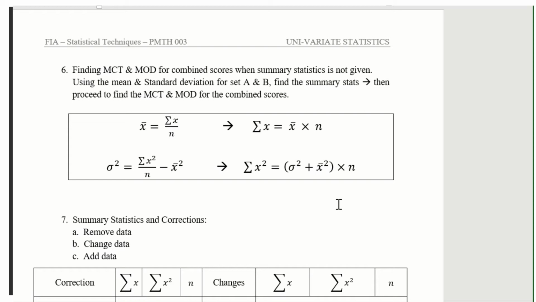I don't want you to memorize, but I need you to know it. Because when you are doing summary statistics later, you will be very thankful that you know this. It will be much shorter.